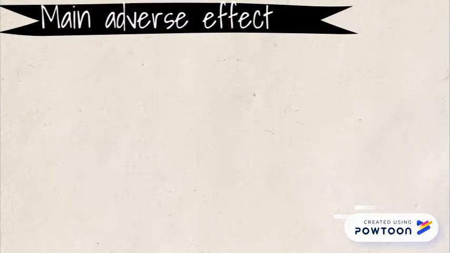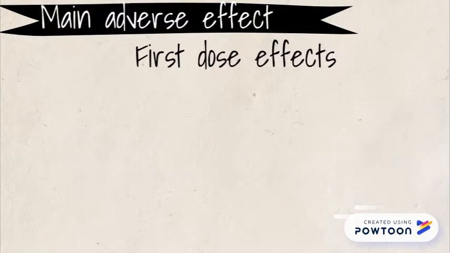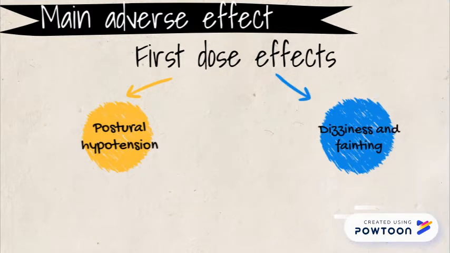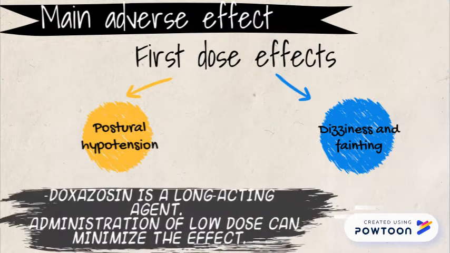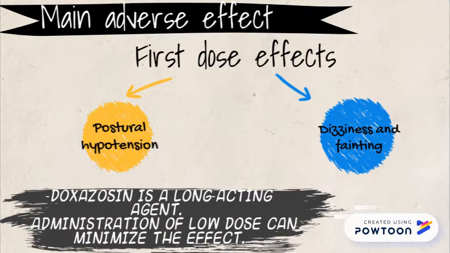The main adverse effect of doxazosin is the first dose effect. The first dose effect is divided into postural hypotension, dizziness, and fainting. Doxazosin is a long-acting agent, so when a low dose of doxazosin is administered, it can minimize the first dose effect.